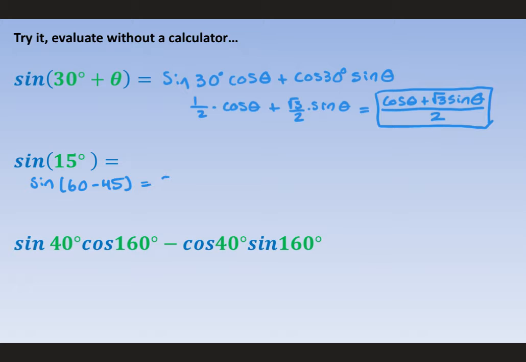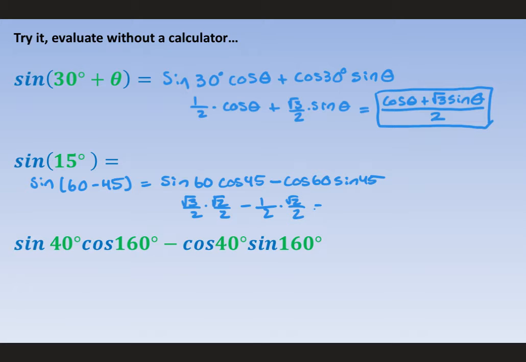So you'll rewrite that as the sine of 60, the cosine of 45, minus the cosine of 60 and the sine of 45. All right, you'll evaluate each of those pieces. Sine of 60, that's root 3 over 2. Cosine of 45, that's root 2 over 2, minus cosine of 60 is 1/2 times, there's multiplication there as well, times sine of 45 is root 2 over 2.